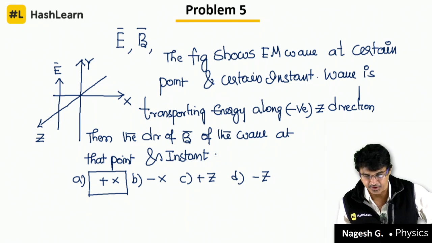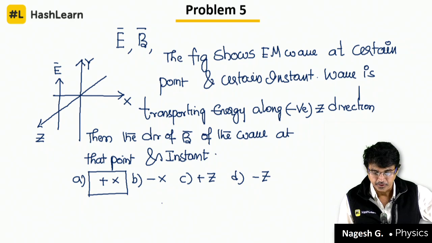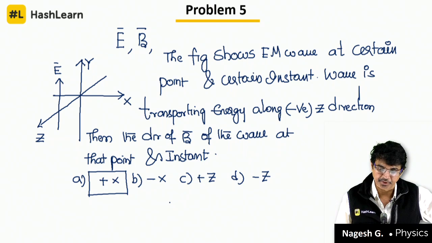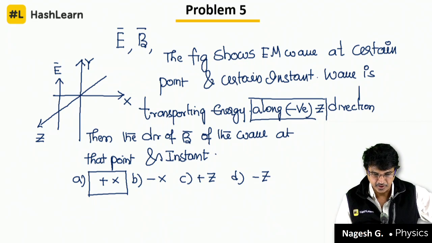Now let us see the background behind this problem. When you take an electromagnetic wave, the electric field vector, magnetic field vector, and direction of propagation must be mutually perpendicular. Here they mentioned it is moving along the negative z axis.